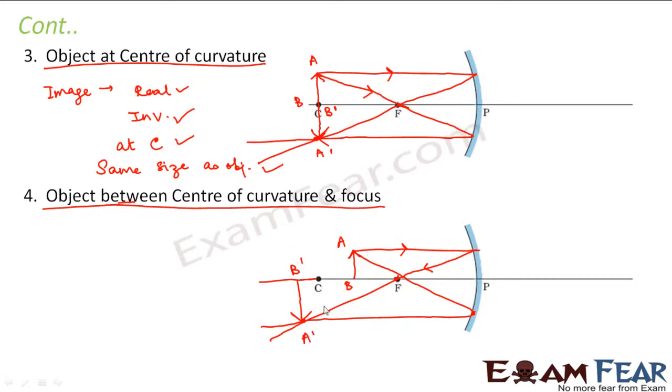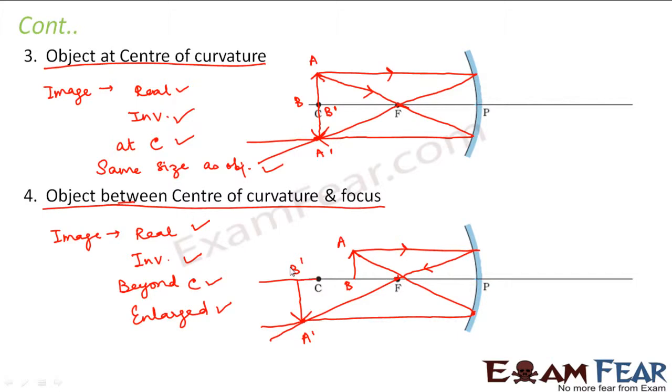So now did you notice something different in this case? What different did you notice here? Here also the image is real, right? Because the rays are really meeting. Here also the image is inverted. Location of the image in this case is beyond the center of curvature, right? Now what about the size of the image? Here if you see, the size of the image is greater than the size of the object. So the image is enlarged, right?